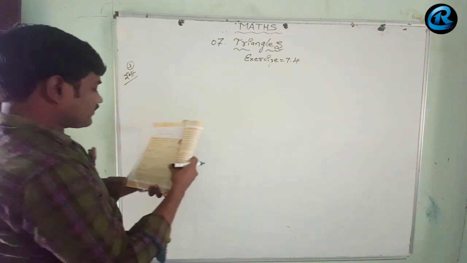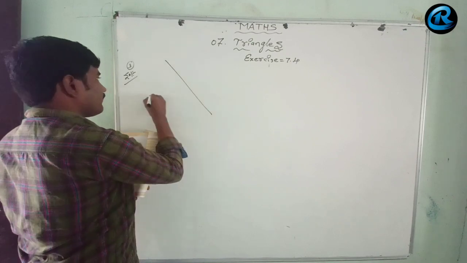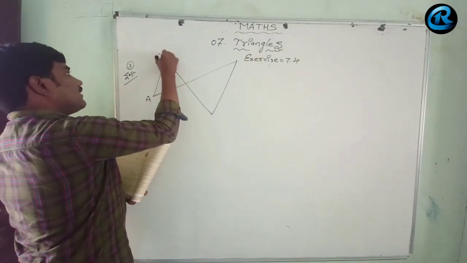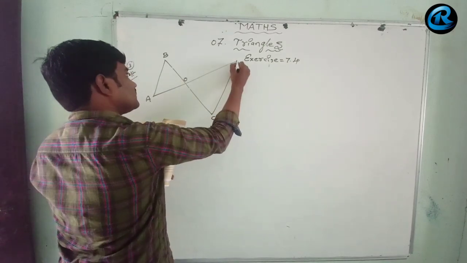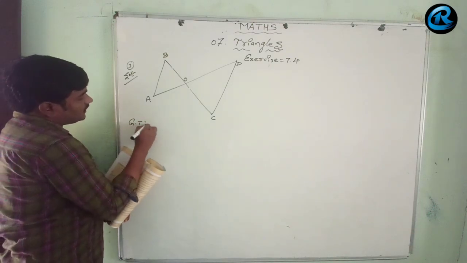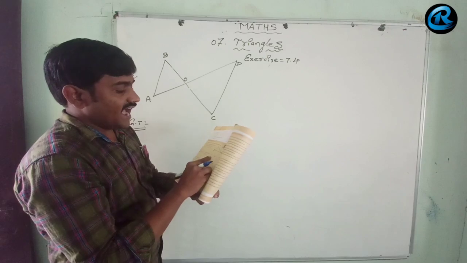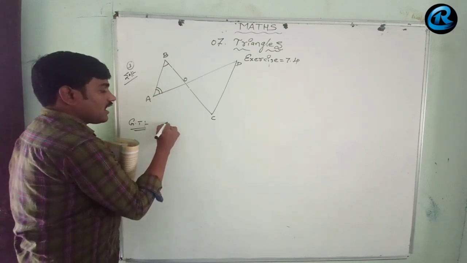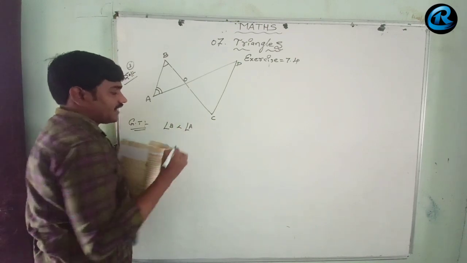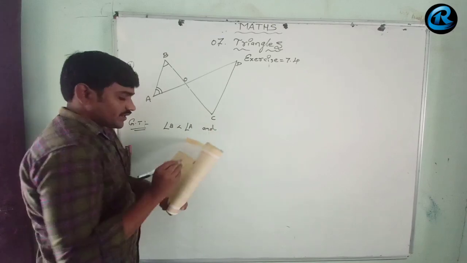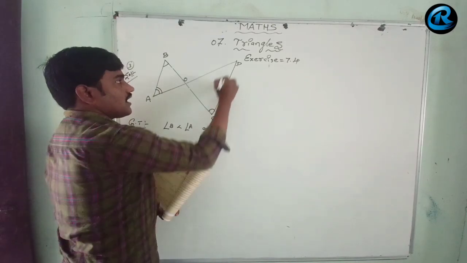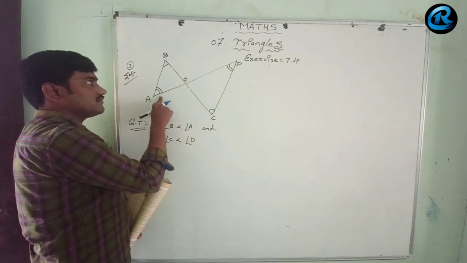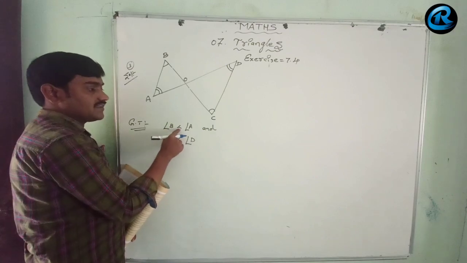Question number 3 solution. Let me draw a diagram here. Here it is A and B, it is O, and C, it is D. Let us read the question now. In the adjacent figure, angle B is less than angle A. It is also given angle C is less than angle D. That means angle A is greater, angle B is smaller. Angle B is less than angle A.